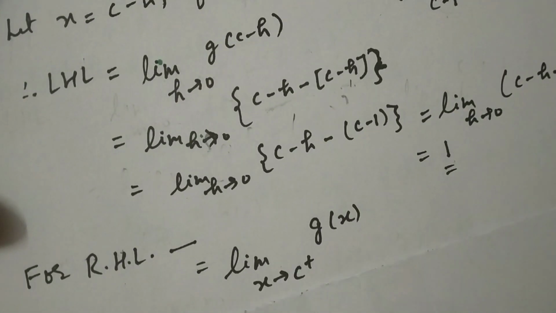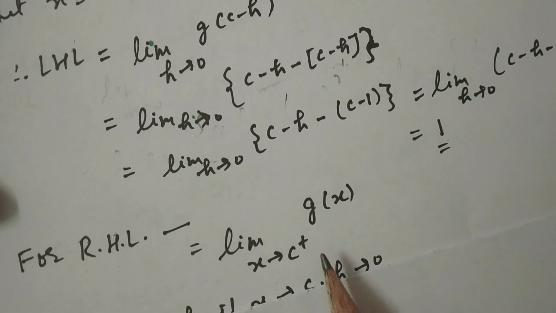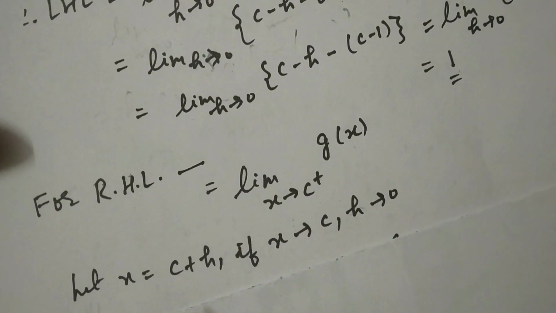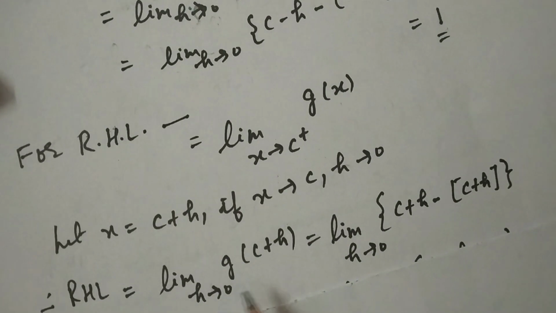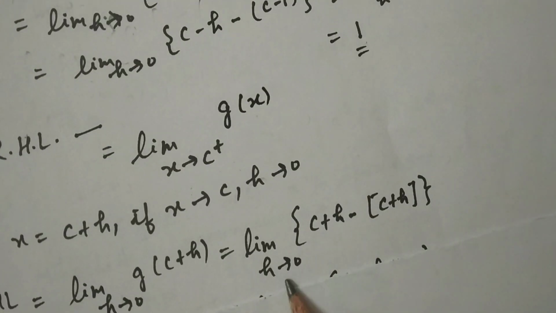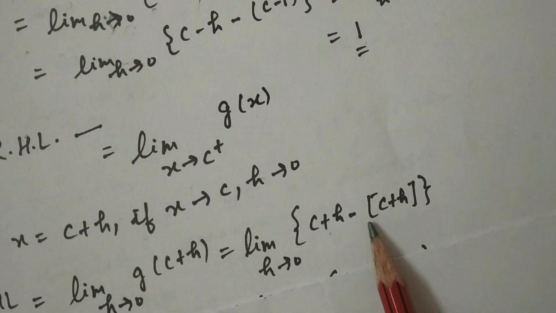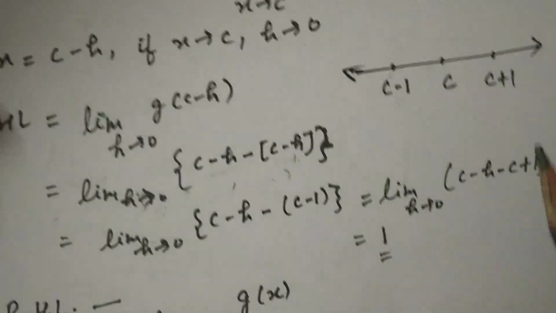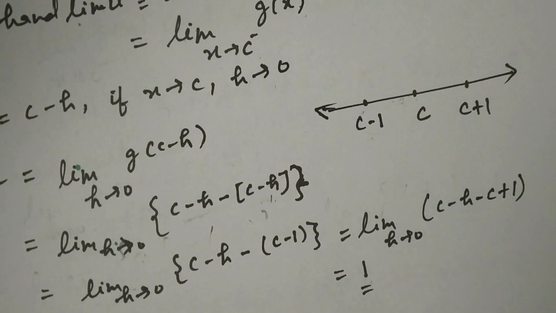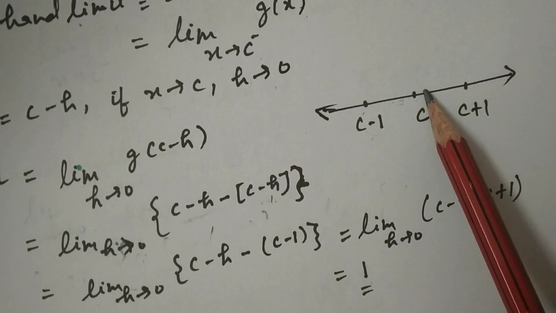Now for right hand limit, again x tends to c plus g(x). If we keep x equal to c plus h, then we see that right hand limit comes out to be limit h tending to 0, c plus h minus the bracket c plus h. Again, just observe this graph. It is c plus h on the right side of c.